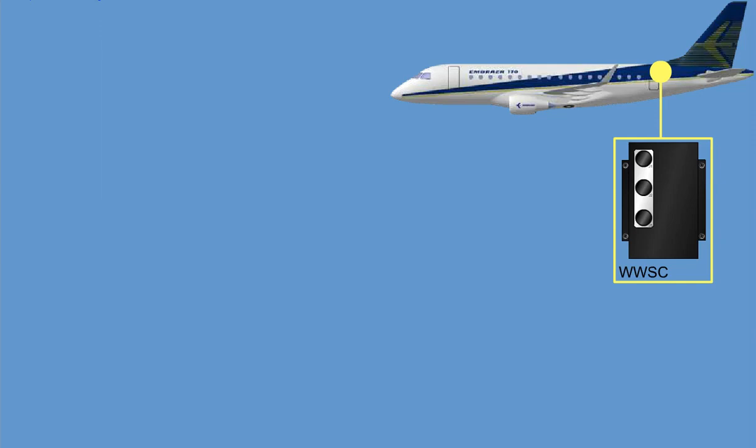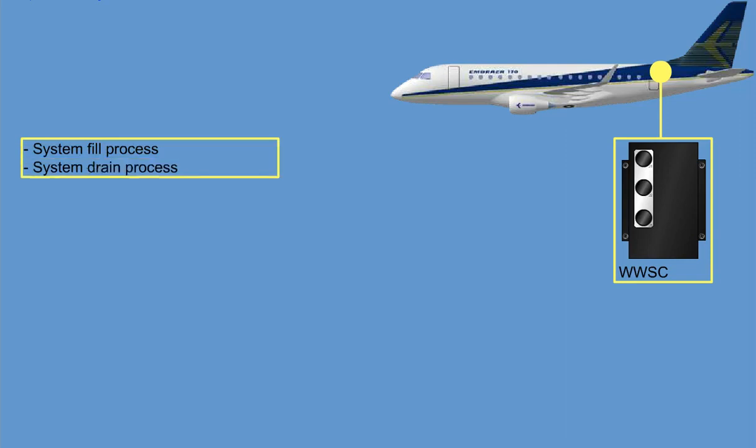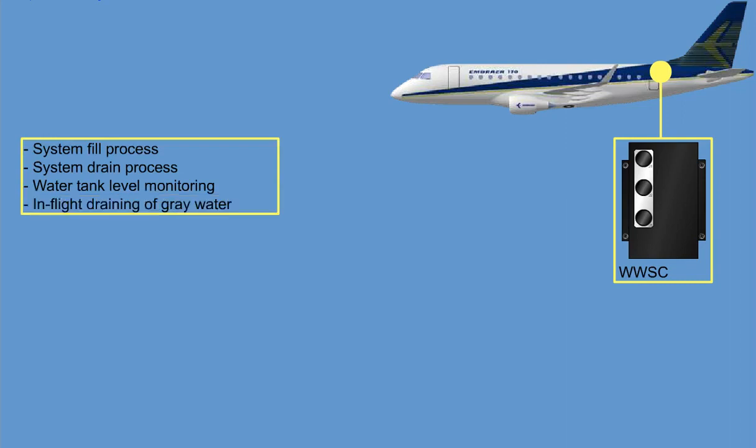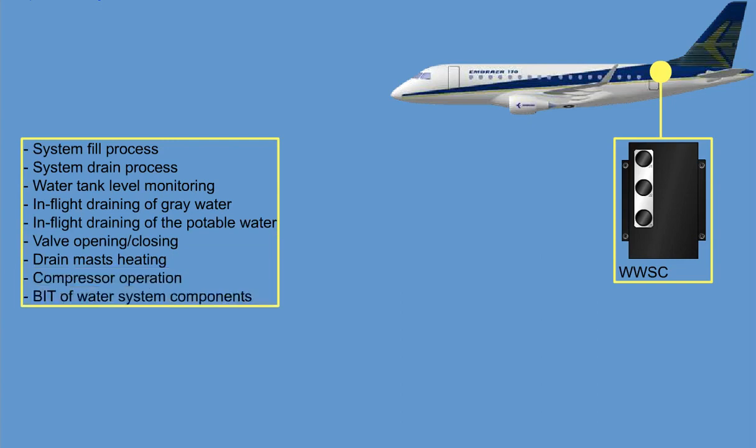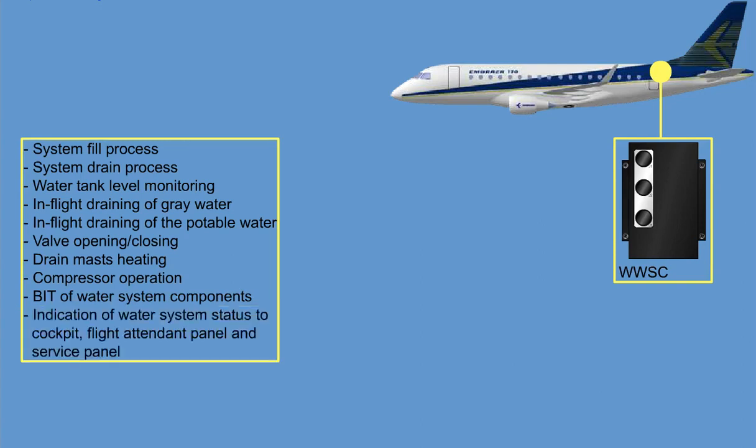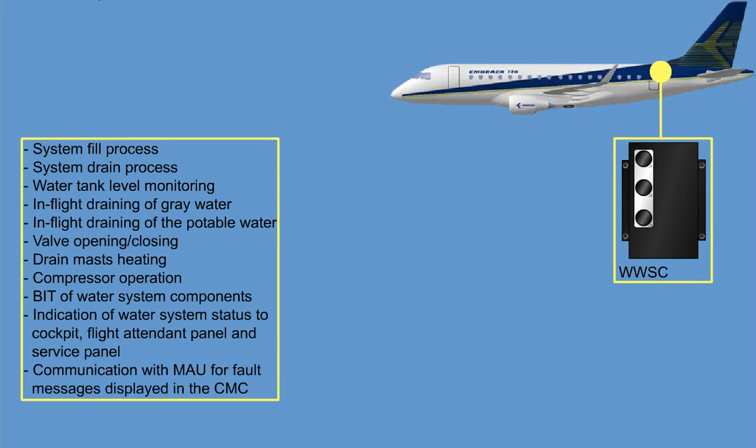The WWSC controls and performs the following functions: system fill process, system drain process, water tank level monitoring, in-flight draining of gray water, in-flight draining of the potable water, valve opening and closing, drain masts heating, compressor operation, built-in test of water system components, indication of water system status to cockpit, flight attendant panel, and service panel. Communication with the MAU for fault messages displayed in the CMC.